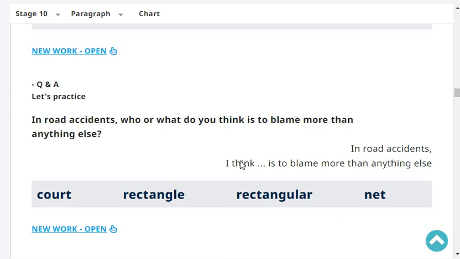Very good. Okay, next. In road accidents, who or what do you think is to blame more than anything else? In road accidents, I think the driver is to blame more than anything else.